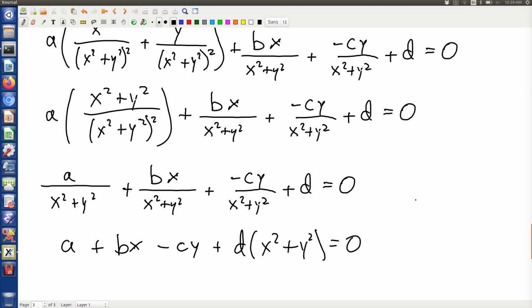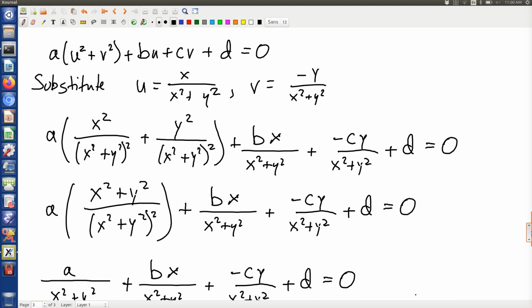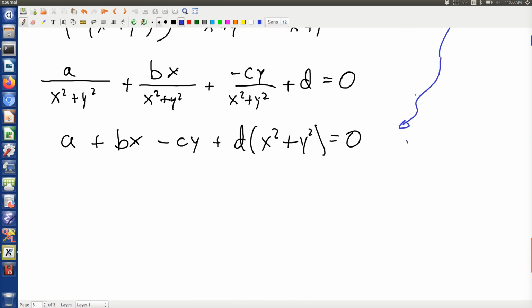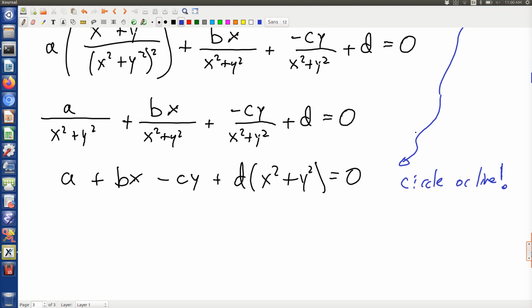So that means that a circular line thing indeed gets transformed into a circular line, just as I claimed at the beginning of this video.